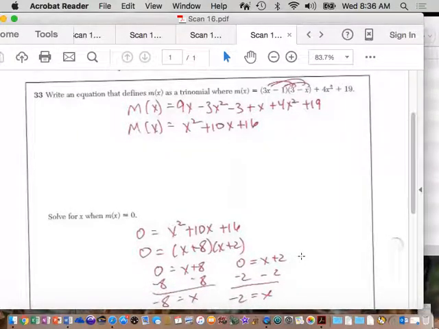Okay, these guys are worth 4 each. So let's go through it. First, it says express it as a trinomial. So I do my double distribute, I combine like terms, and I get m of x equals x squared plus 10x plus 16. Hurry up, turn to the page, and catch up.